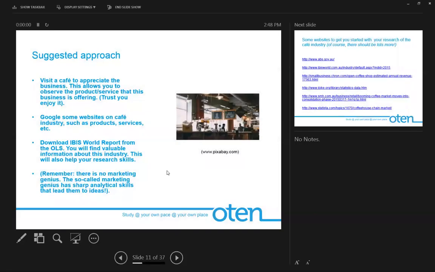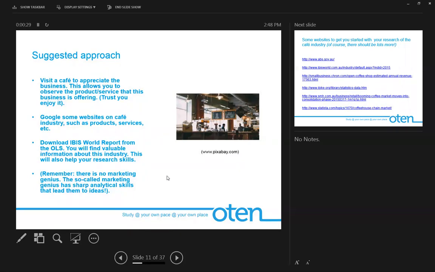Download the IBISWorld report from the OLS. It has been uploaded on the OLS, so you can download the file. I would strongly recommend you to research the Western Sydney Institute online library, and you'll find available information about this industry, and this also helps you with your research skills.